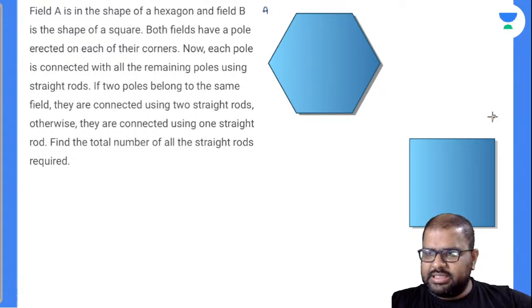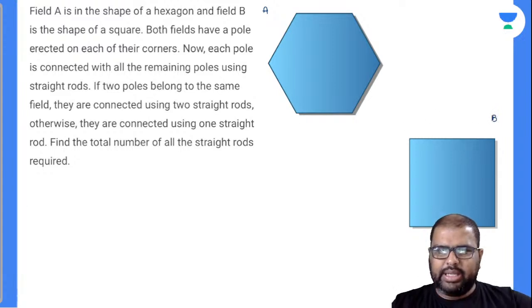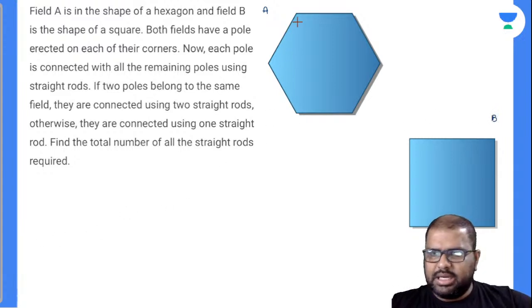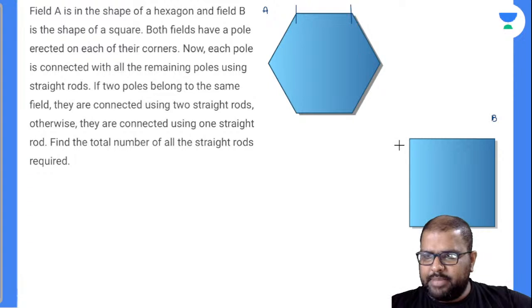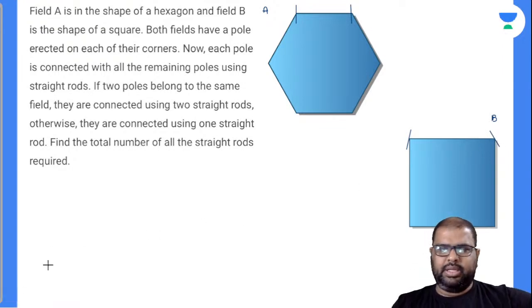Both fields have a pole erected on each of the corners, it seems. Let us suppose this is a corner and there is a pole here. It is a corner, there is a pole here. Same applicable here. This is the corner, there is a pole here. There is a corner, yes, there is a pole here. So of course you can draw on all the sides there.